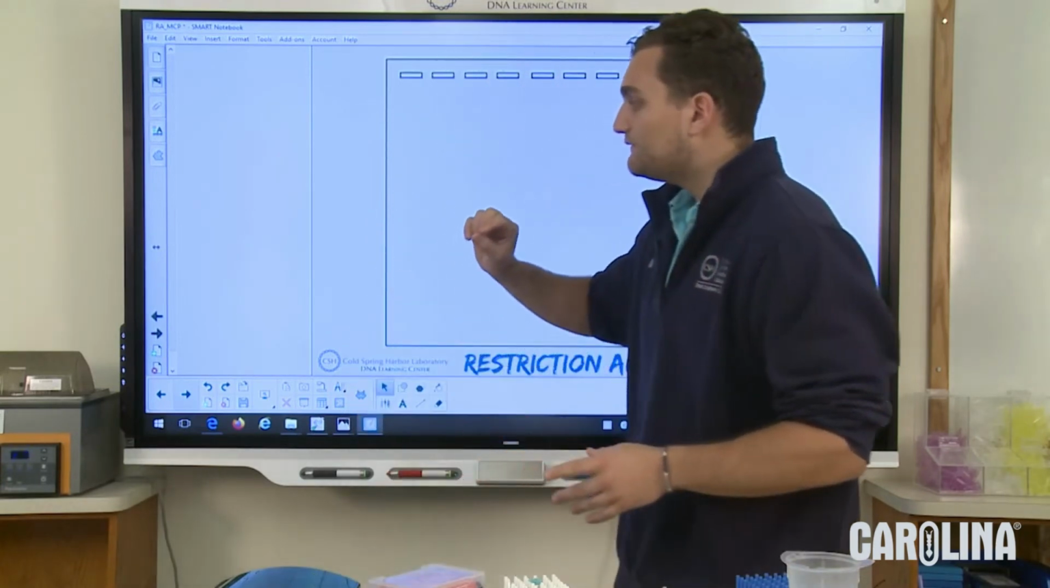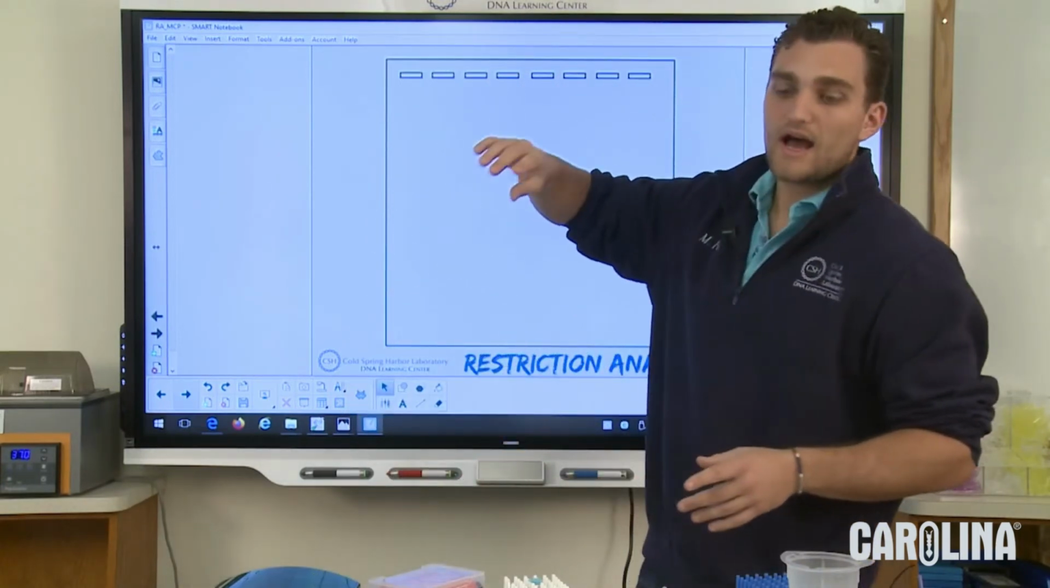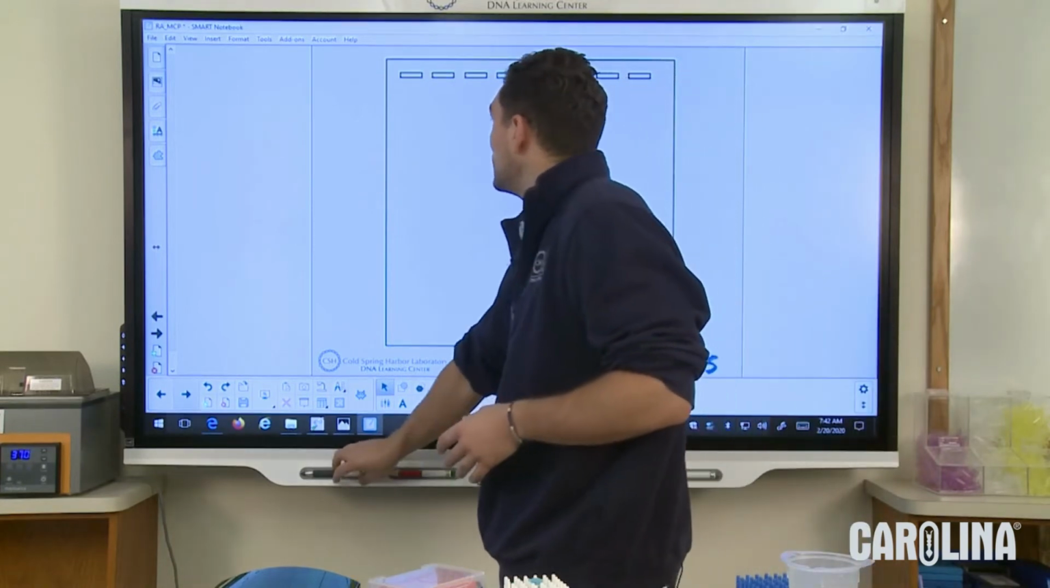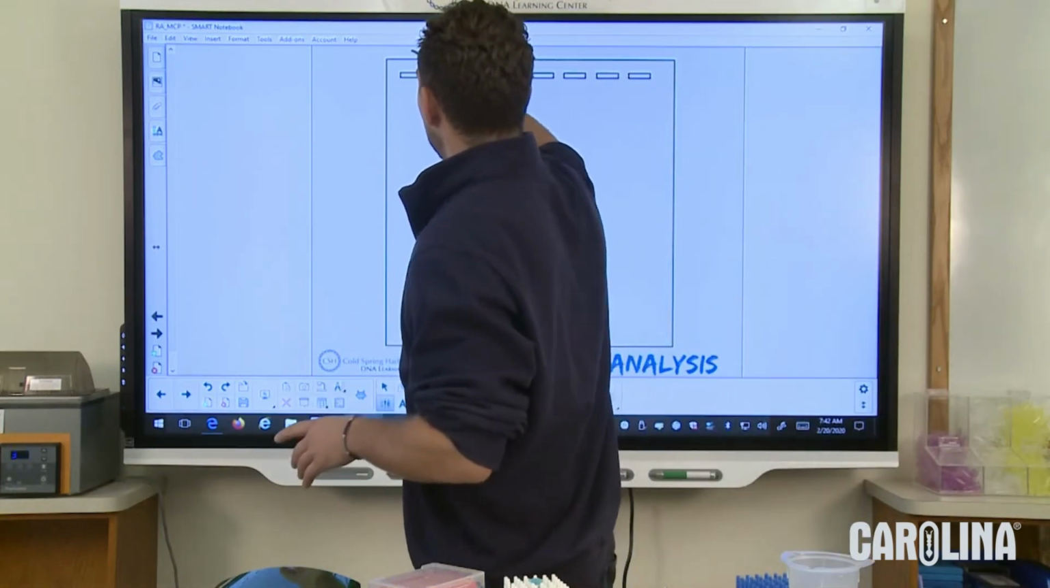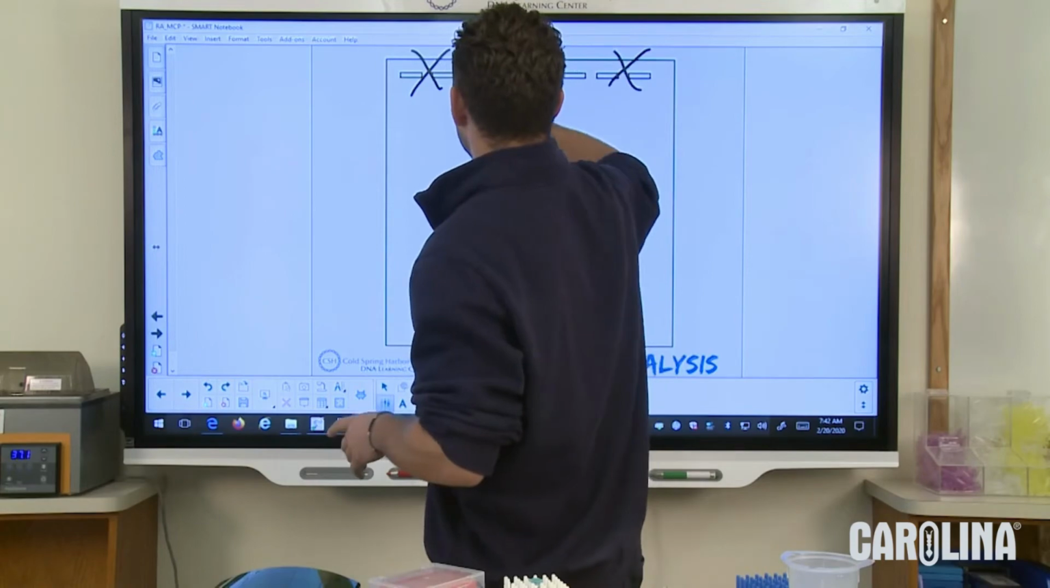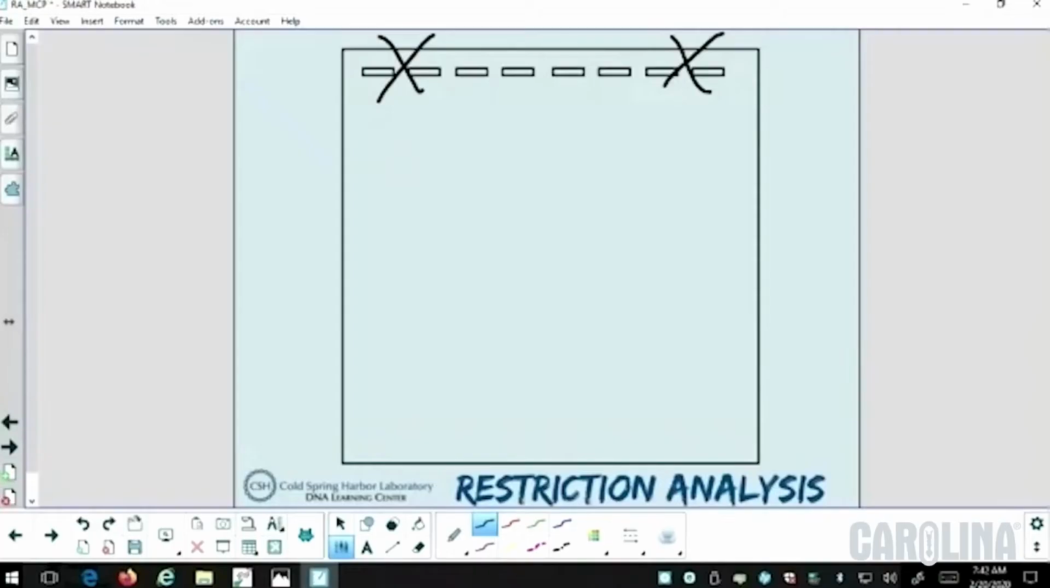Now, I have 4 samples and I have 8 wells. So what we are going to do is leave these 2 wells and these 2 wells open, and we're going to load in those 4 central wells. And we're going to load it as the E tube, the H tube, the minus tube, and the question mark tube.